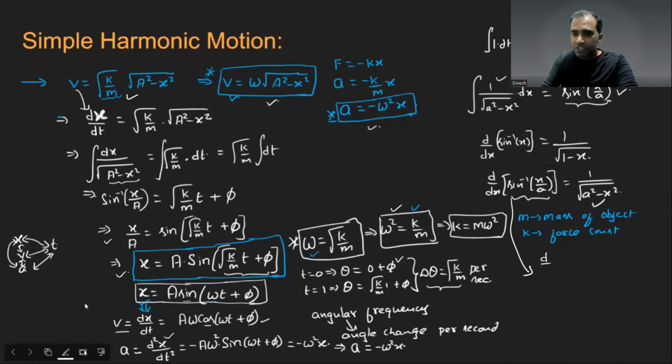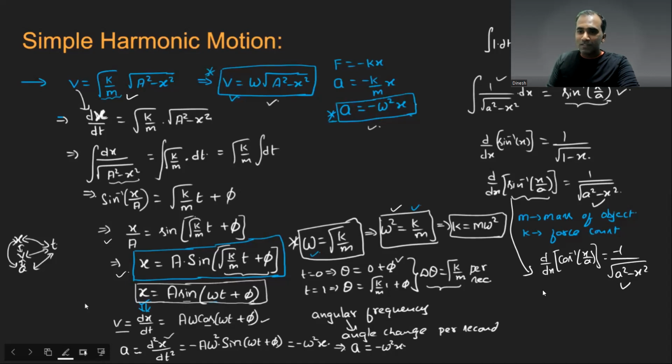Now differentiation of cos inverse of x by a also we can find, and that is minus 1 by root of a square minus x square. The result is same. If you integrate this one, you get a similar result, right?